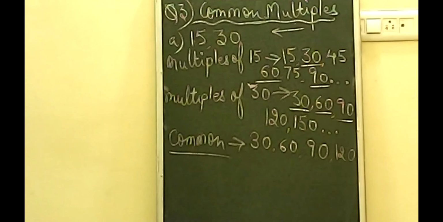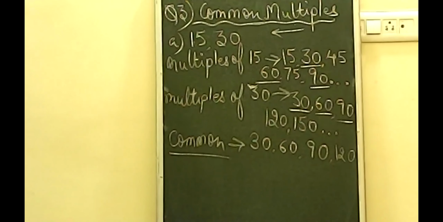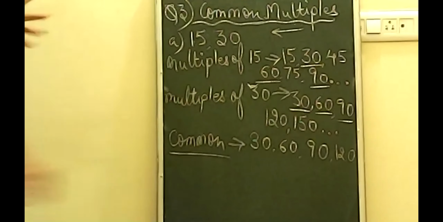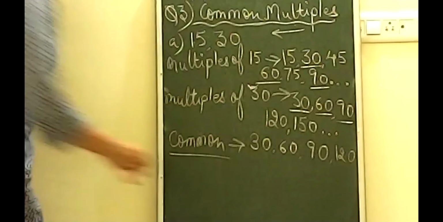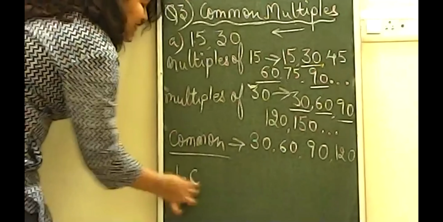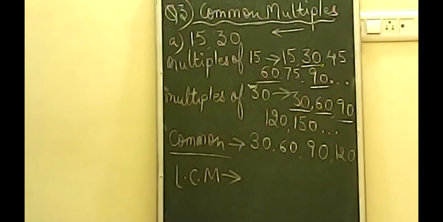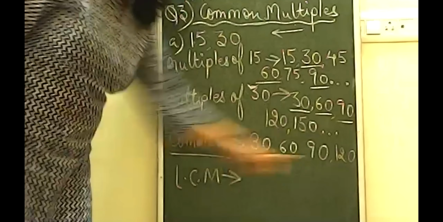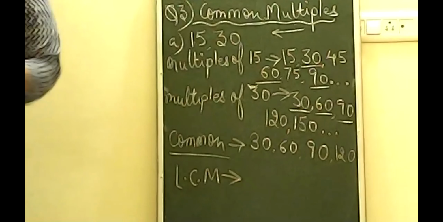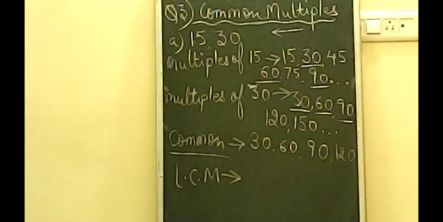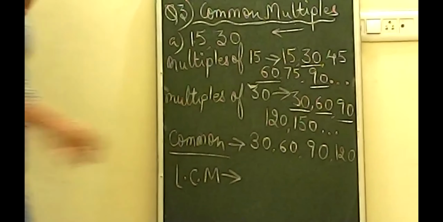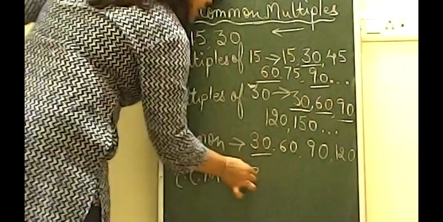So 30, 60, 90, 120. And after that who will come? 150. Okay, so now we have written it sufficiently. Now it is telling we have to find out LCM. LCM means, beta, lowest. So first of all, look at these, which is the smallest number? The smallest one. Absolutely correct. The common lowest one is 30.